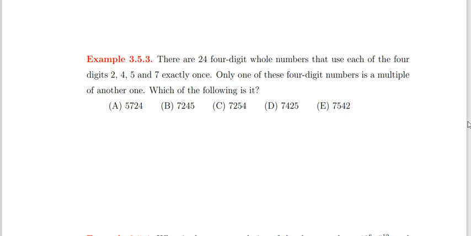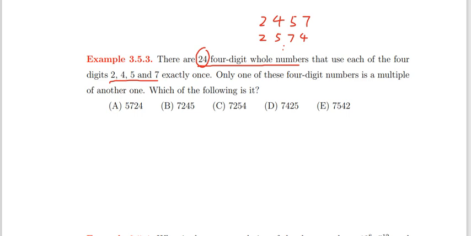Okay, so for this number, there are 24 such 4-digit whole numbers that use each of these 4 digits. From these 4 digits, we can make a 4-digit number, that could be 2, 4, 5, 7, right? Or it could be 2, 5, 7, 4, just changing the position. So totally we have 24 of them. So how can we get this 24?